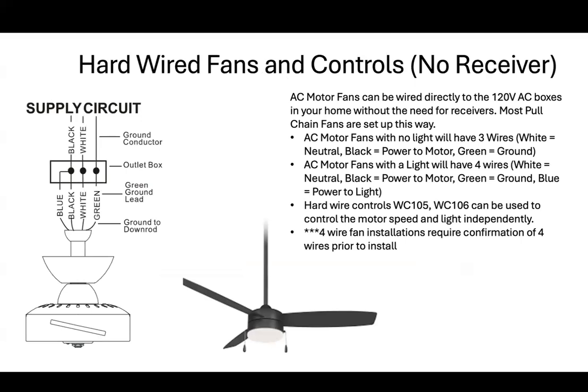AC motor fans can be wired directly to the 120-volt AC boxes in your home, thus eliminating the need for receivers. Most pull chain fans are set up this way. Depending on the fan setup, AC motor fans will have 3 or 4 wires. 4-wire fans will have a black wire for the motor, a blue wire for the light, a neutral, and a ground wire. This allows you to use a hardwired control to control the motor, speed, and light independently as described above.